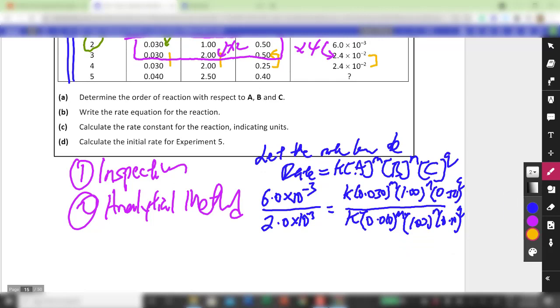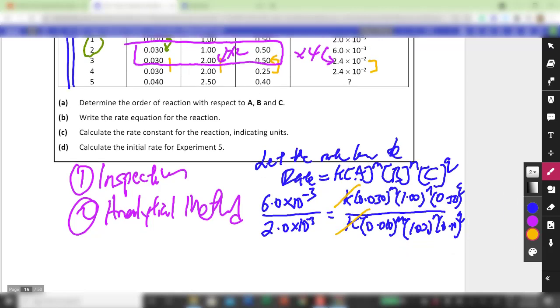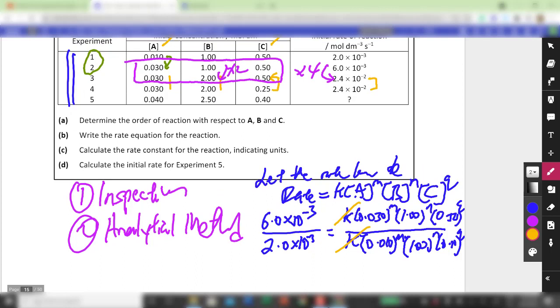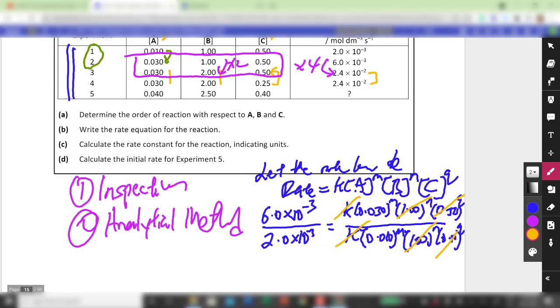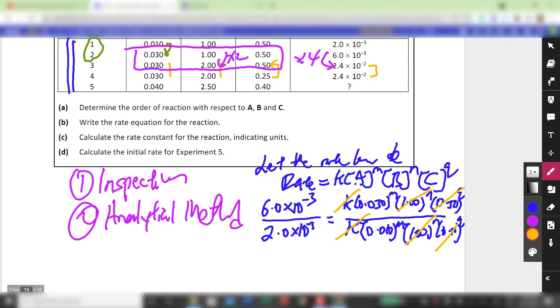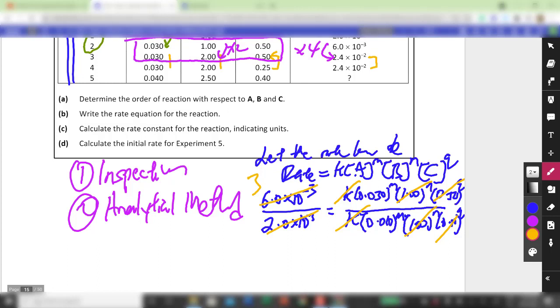So you'll notice that k gets cancelled off. The concentration of B term gets cancelled off because it's the same number, and then the C term gets cancelled off as well. What you'll notice is that if I simply cancel this, I will get a 3 here. We'll do the same to this and we'll get a 3, but we'll do that later. So from here you get 3 is equals to 3 to the power m.